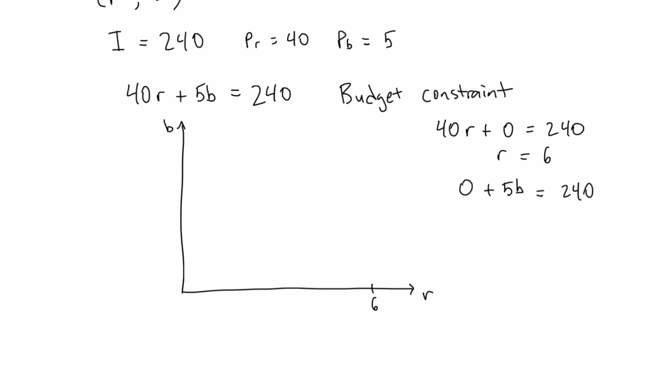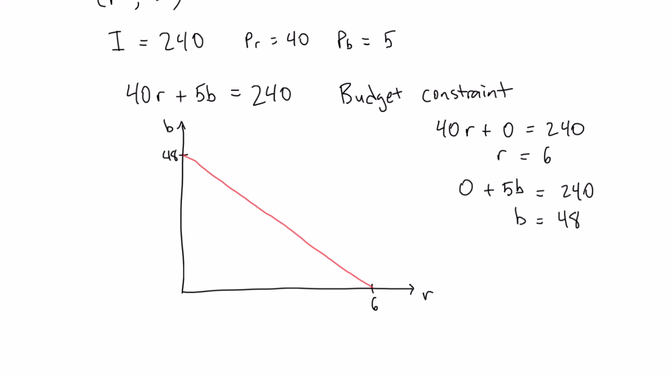And then we could solve this equation for B by dividing both sides by 5. And that will give us 48 bananas. That tells us that our intercept on the B-axis is going to be 48. The consumer could either buy 48 bananas and 0 rum, or 6 rum and 0 bananas, or any combination of B and R on the line in between the two. Our budget line will be a downward sloping line between those 2 points.